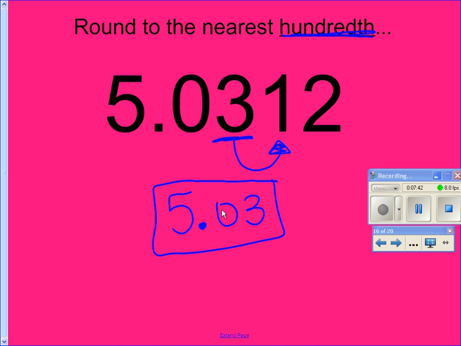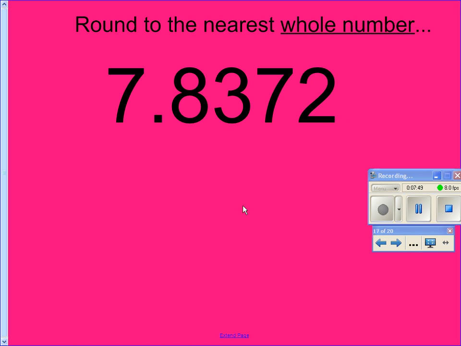Try the next 3 on your own and then check it. You can pause the video. Okay, so this one says round 7.8372 to the nearest whole number. So we're rounding the 7. The 7 looks to the 8. The 8 tells the 7 to go up. So this number rounded to the nearest whole number is 8.